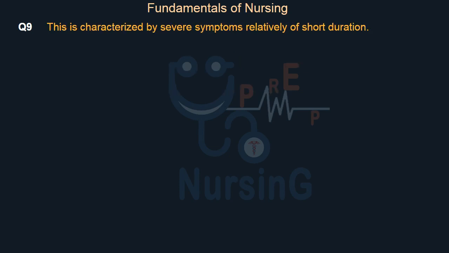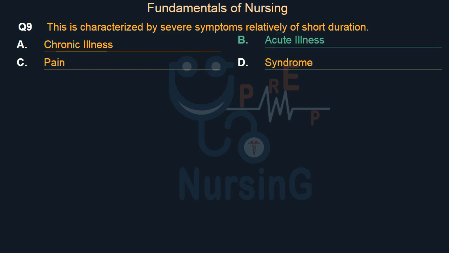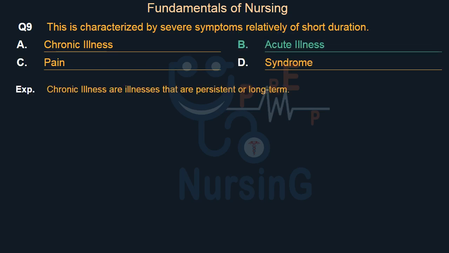This is characterized by severe symptoms of relatively short duration. Option A, chronic illness. Option B, acute illness. Option C, pain. Option D, syndrome. Right answer is option B, acute illness. Chronic illnesses are illnesses that are persistent or long-term.